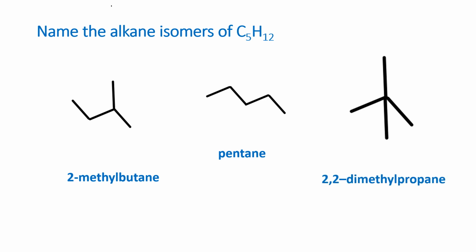2,2-dimethyl propane. I'll just go through that one. We need to identify the longest chain. That's 1 carbon, 2 carbons, 3 carbons, so that counts for the propane. I've got a methyl group and a methyl group, so it's dimethyl. Where are they? They're both on carbon number 2. Both on carbon number 2. So 2,2-dimethyl propane.